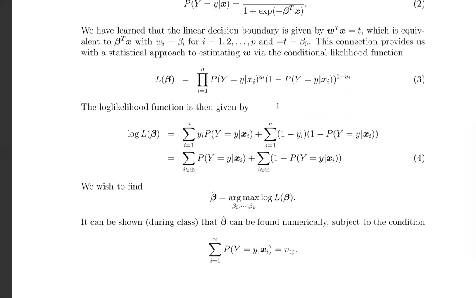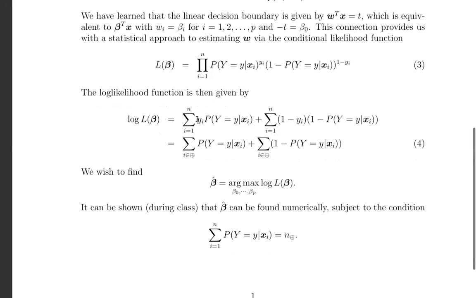Then you take the log likelihood, which basically means you take the log of a product, which becomes a sum. So the yi comes down, and since your yi is just 0 or 1, this will basically be the number of elements in I that are in the plus group, and this one in the minus group.